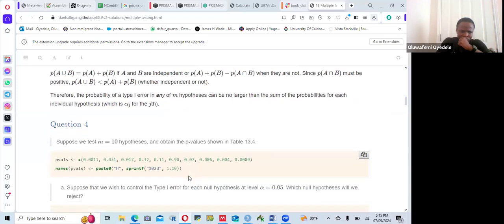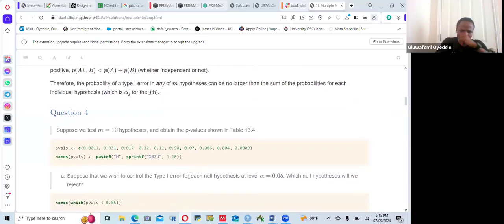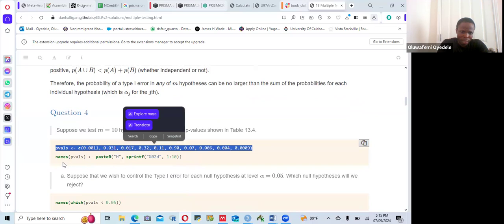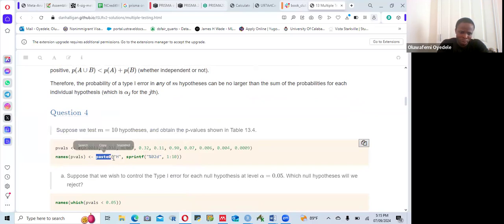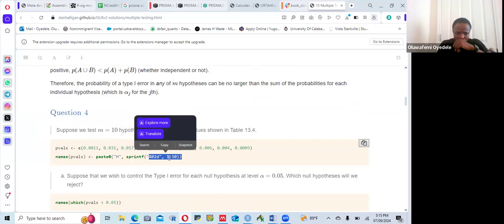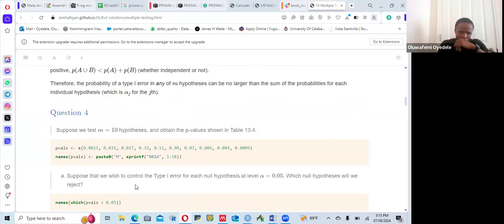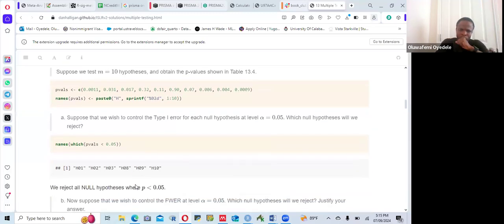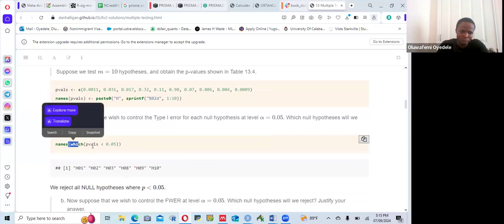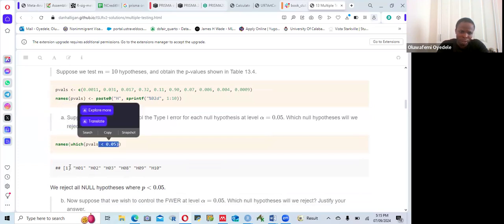So we look at question four. They say, suppose we test M equals 10 hypotheses and obtain p-values shown in table 13.4. So these are the vector of the p-values, and these are the names of all the p-values, where we are using paste0 with H and sprintf for numbers between 1 to 10. Then we say, suppose that we wish to control the type one error for each null hypothesis at 5% level. Which null hypotheses will we reject? So we have the names of which p-values are less than 0.05, and we have these values.